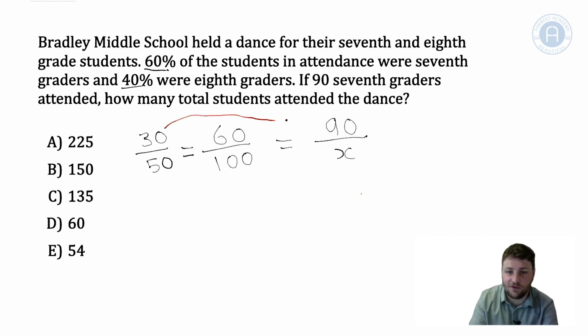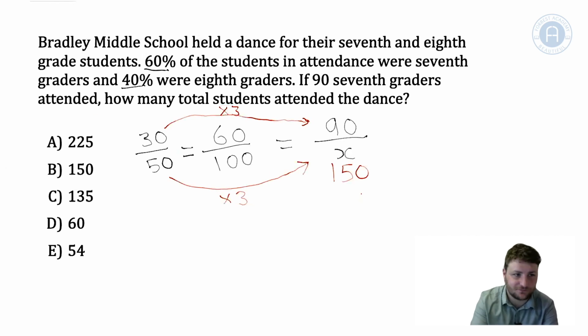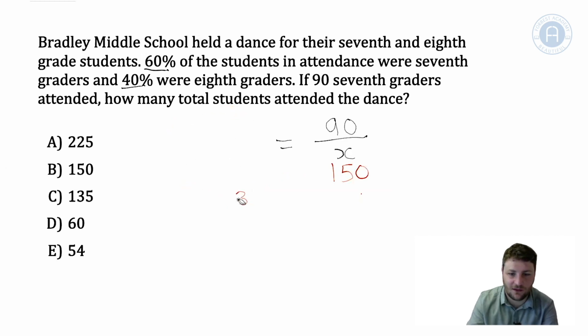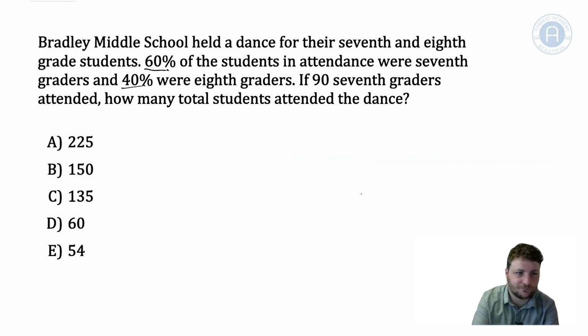Then to get from 30 to 90, we can multiply by 3. 50 multiplied by 3, 150. So that's our method using our fractions. And we'll look at one final method using our decimals. So our decimal method here, we've got 60% being 90 students.